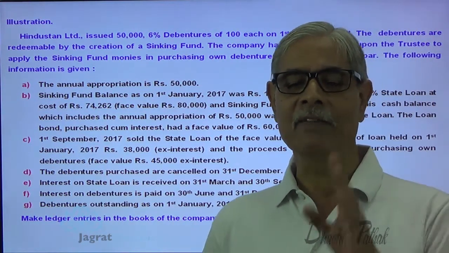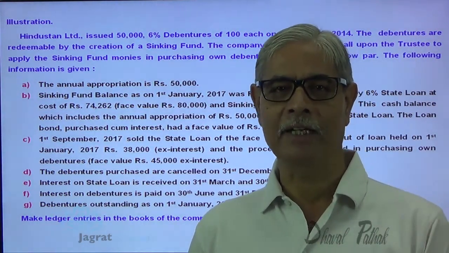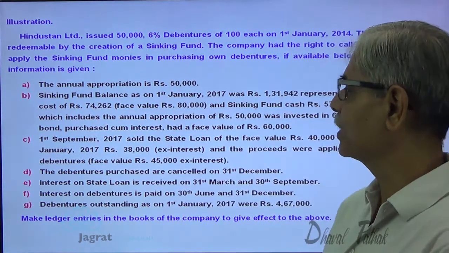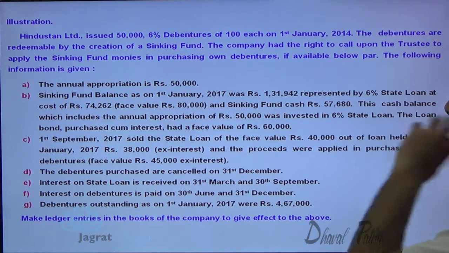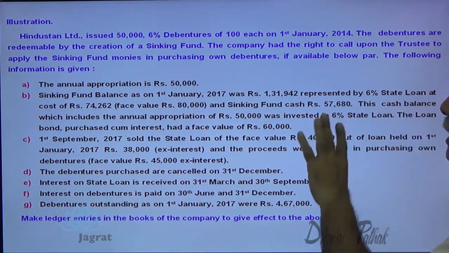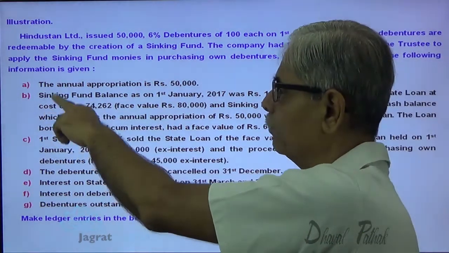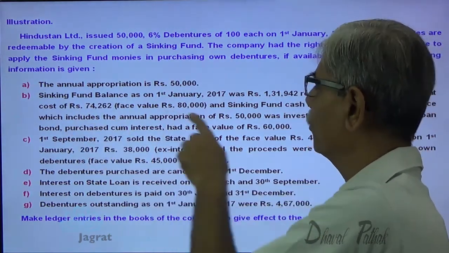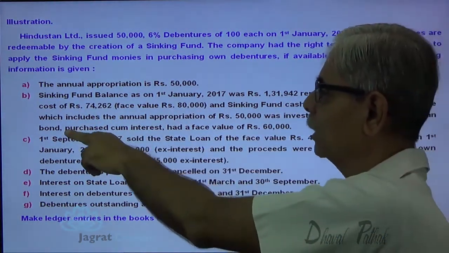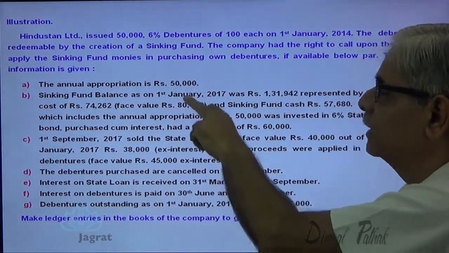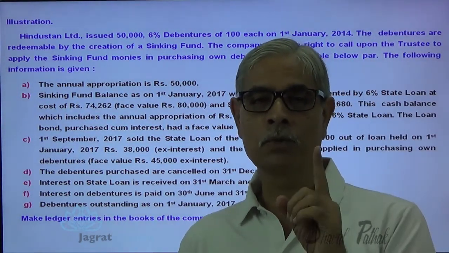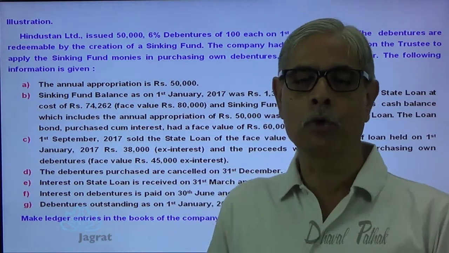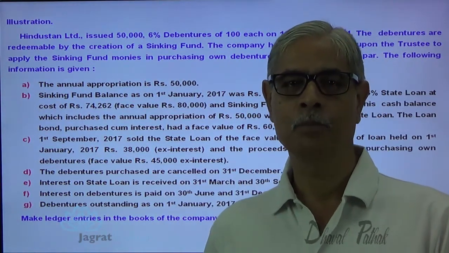Now, in what sequence are the transactions going to be recorded? The first transaction that has taken place is that out of the sinking fund cash of 57,680, 6% loan is purchased. So in point B, all are opening balances, but from the cash balance available, the loan is purchased, cum interest. That is the first transaction that I am going to record. So first of all, I am going to write down the opening balances.